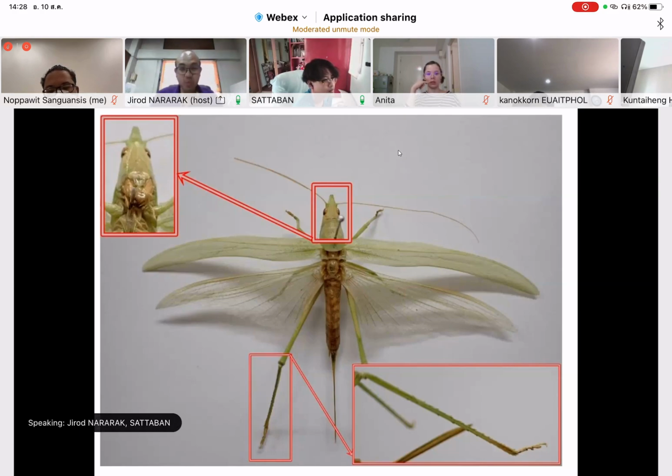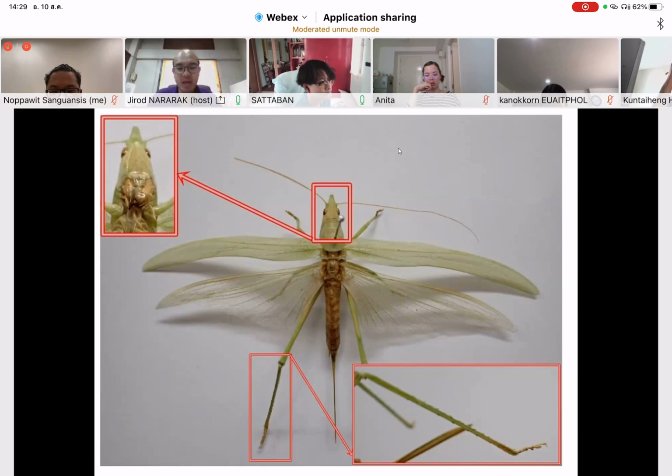I remember that there are two main kinds of grasshopper, right? Long horn and short horn. Yeah. But what is the characteristic of the Orthoptera?